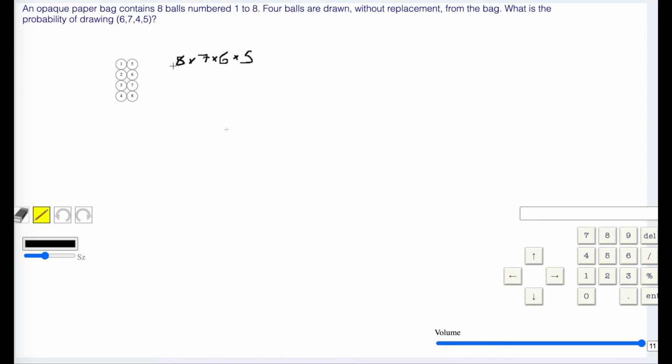5 times 8 is 40, and 7 times 6 is 42. 40 times 40 is 160, and 2 times 40 is 80, is 1,680, like that. Now this is just one outcome out of that. So the probability of rolling a 6, then 7, then 4, then 5 is 1 out of 1,680. All right, let's give that a shot. 1 out of 1,680. And then let's check to see if we're right.